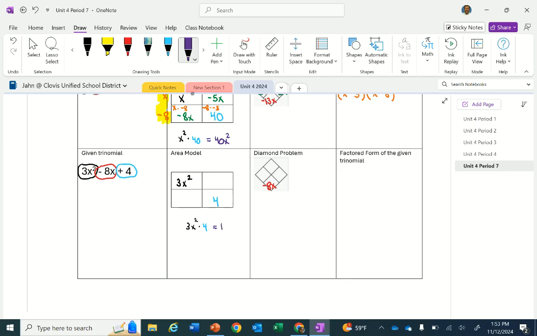You need that result, and the reason why is because you put that 12x squared at the top of your diamond problem. So you have now created a diamond problem with a 12x squared on the top, a negative 8x on the bottom, and you solved the diamond problem, which would have to be a negative 6x and a negative 2x. Okay, move that negative 6x and the negative 2x into the two empty spots of your area model.